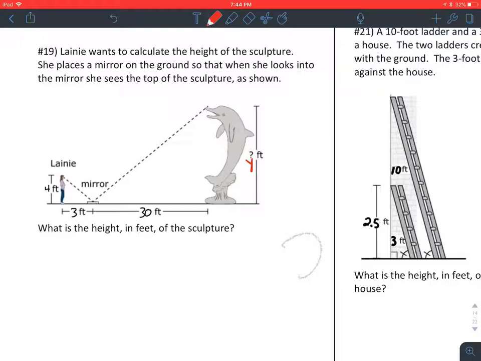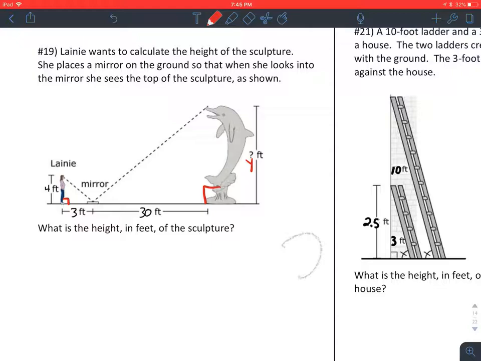So first we have to figure out, are these pictures in fact similar? Well, some assumptions you always make in word problems. People that are standing up, assume they're vertical. That makes this 90 degrees. Also assume that the dolphin is vertical, so that's 90 degrees.